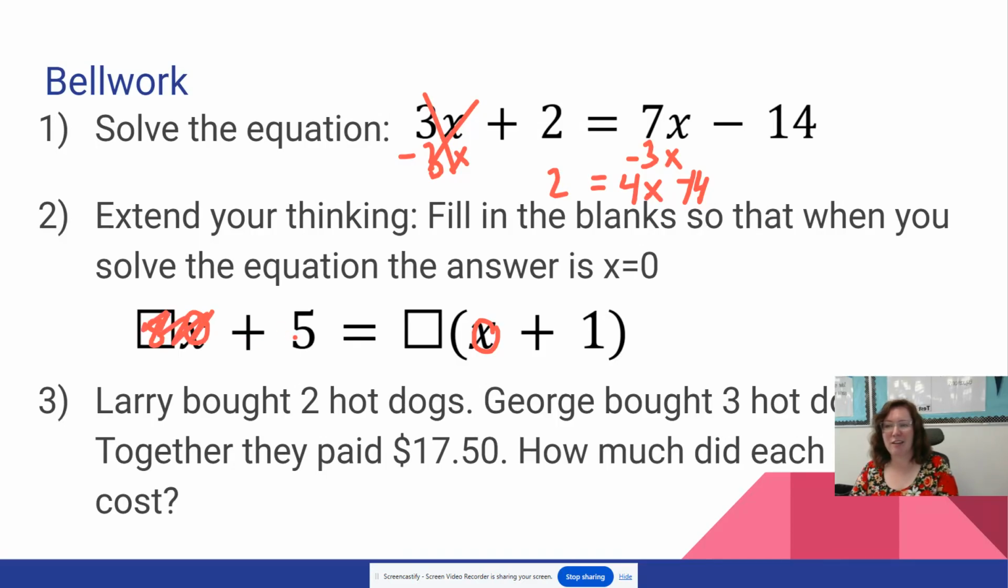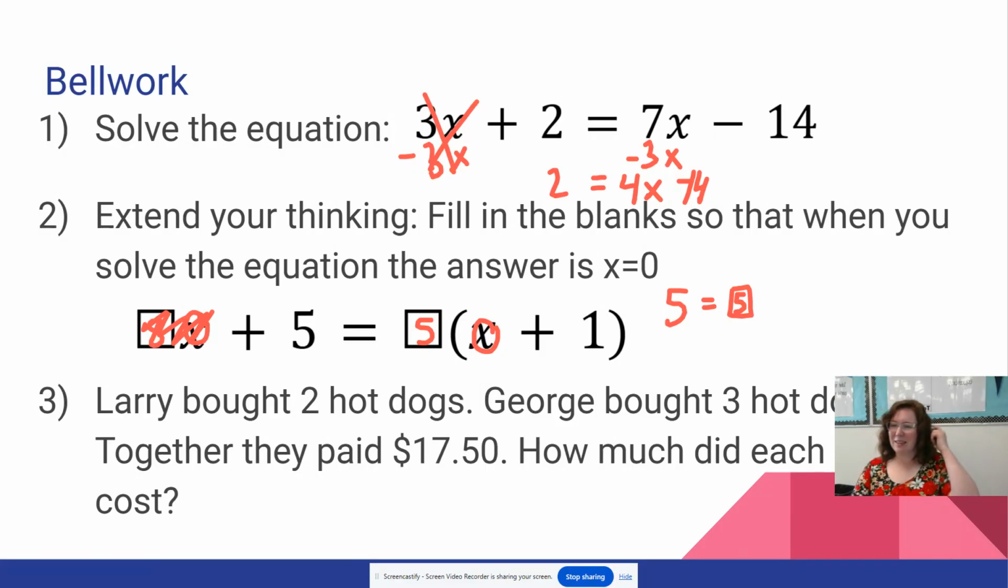So now we just have plus 5 equals something times 0 plus 1 is 1. So we really have 5 equals a box times 1, which is just a box. So then the box just has to equal 5. So it seems like as long as this is 5, this can be whatever we want it to be.